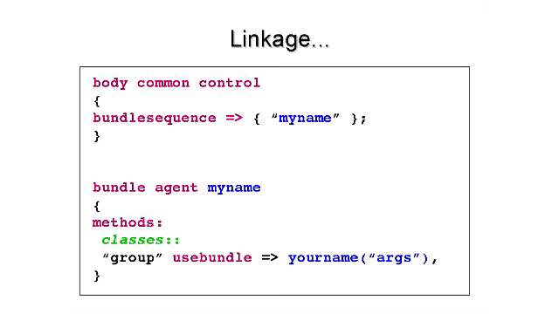So how do we link these things together? Well, we have the bundle sequence, which was in this part I mentioned, body, common, control. And this is a body part because there are promises within CFEngine that haven't been defined. They're sort of hard-coded into the software itself. Everything that's called a body in CFEngine refers to a promise somewhere else. And anything that's called a control body refers to control things that are built into the software.